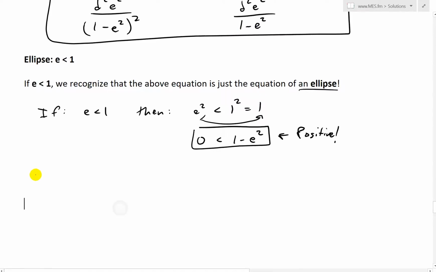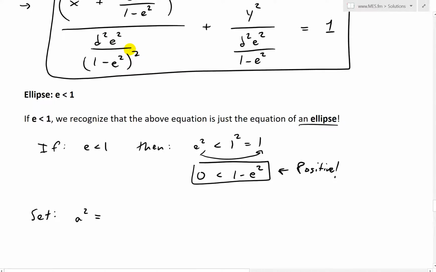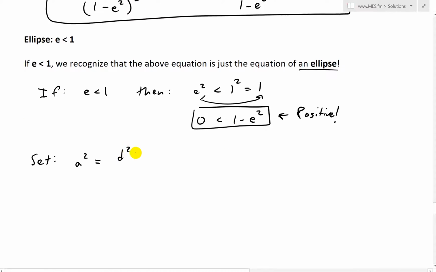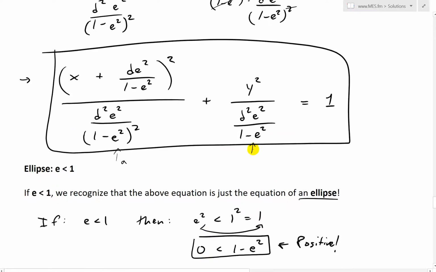So what we'll do now is set a squared to make it look like the other one. This one's going to be d squared, and I'm going to make this one a squared. So d squared e squared over 1 minus e squared squared. So this one here is our a, like that. This is going to be our b squared. This is a squared.